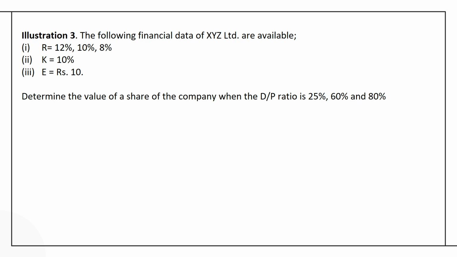Now, we can also discuss the formula given by Gordon with the help of a practical problem, where we assume that the rate of return may vary: 12%, 10%, 8%. These 12%, 10%, 8% are nothing but representing the nature of the company in terms of the growth rate. So, a growing firm would have a rate of return equal to 12%.